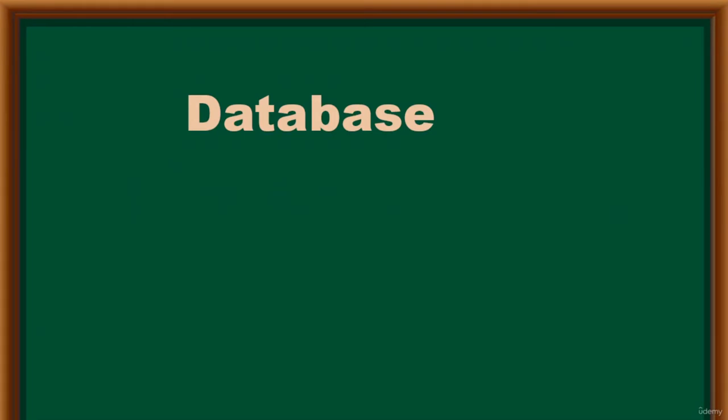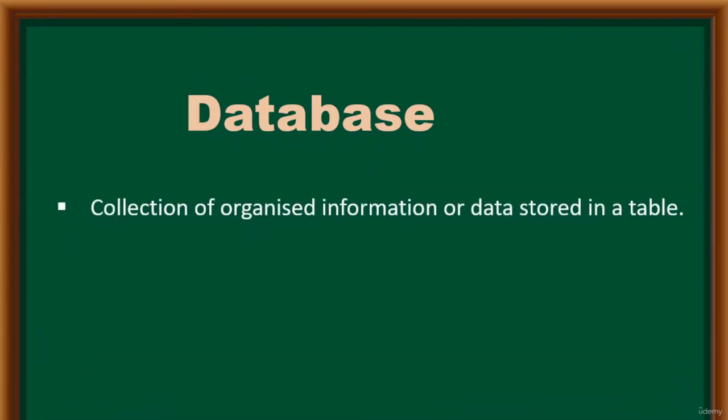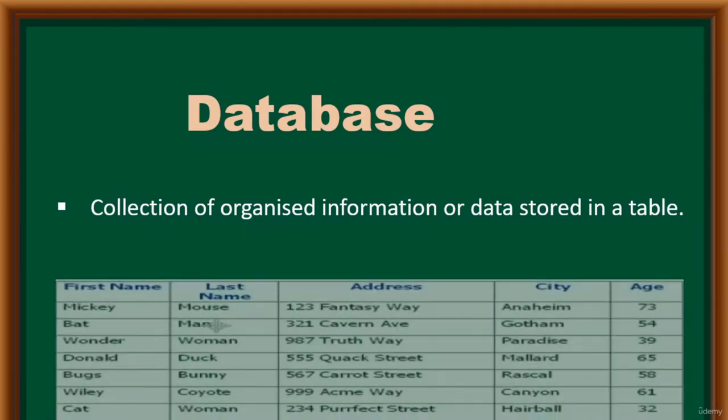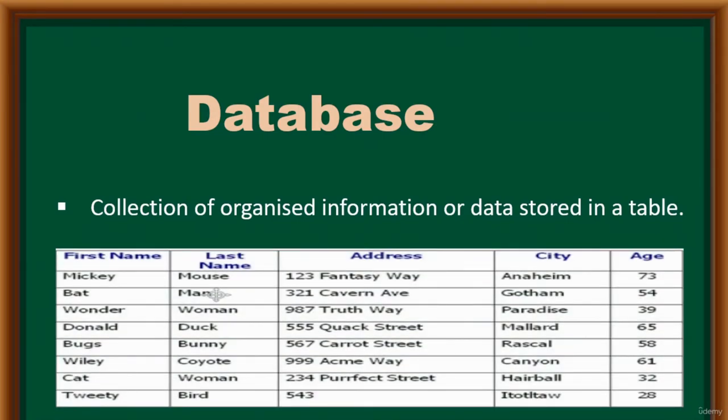What is a database? A database is basically a collection of organized information or data that is stored in a table. So let's take a look at an illustration of what a database looks like. So this is a basic illustration of a database. So a database stores information or data in a table.